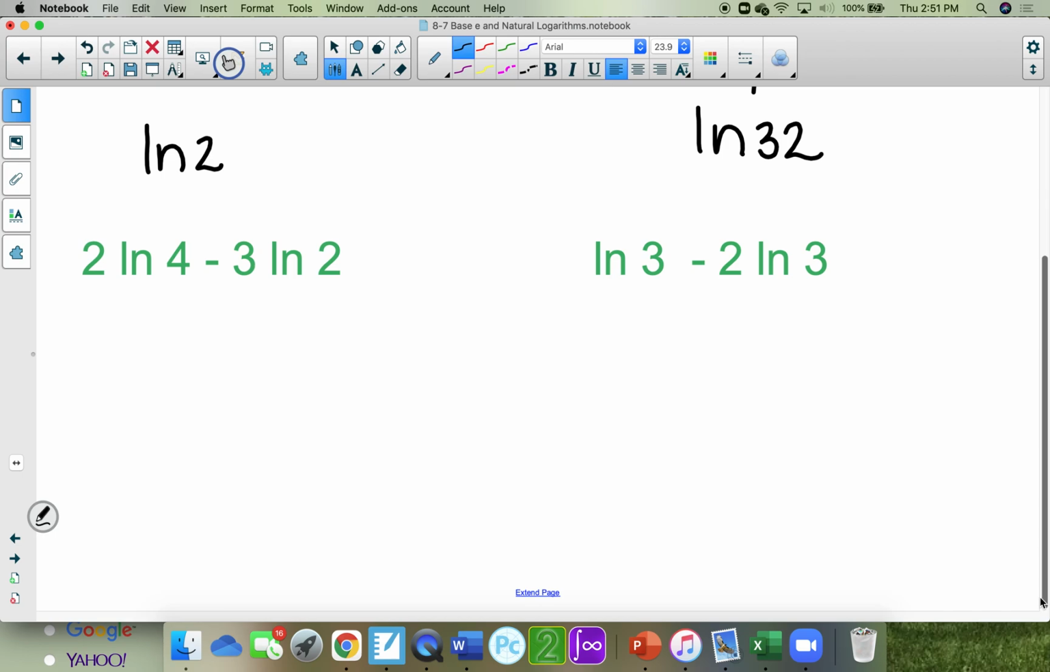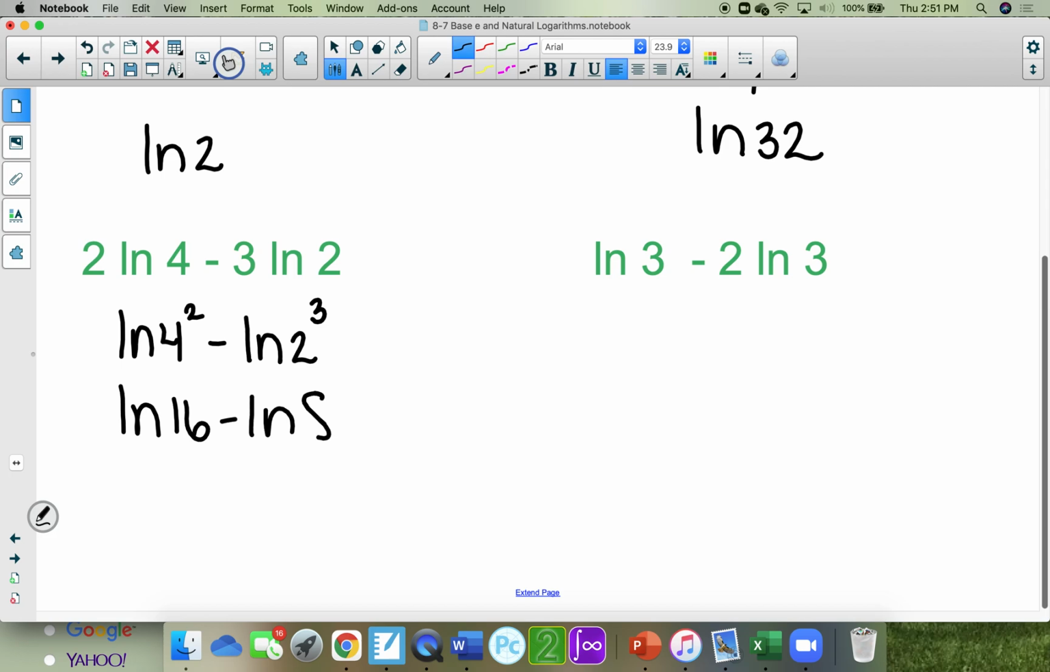You take that little 2 and you put it above the 4. You take that little 3 and you put it above that 2. This is really the natural log of 16, because 4 squared is 16, minus the natural log of 2 cubed, which is 8. Final answer is the natural log. This means to divide: 16 divided by 8, which is 2.